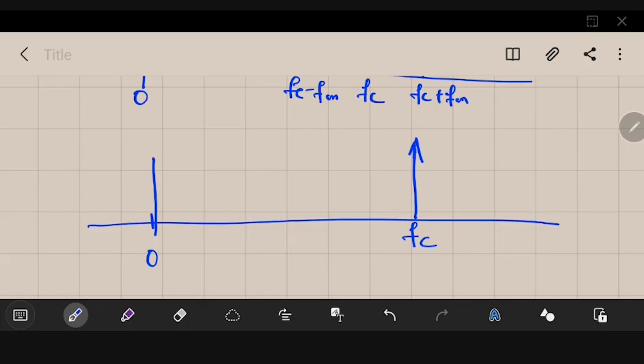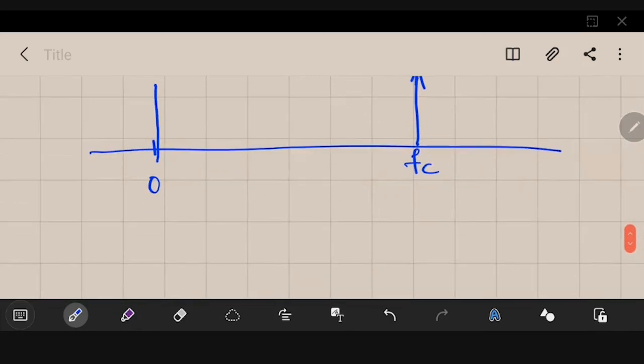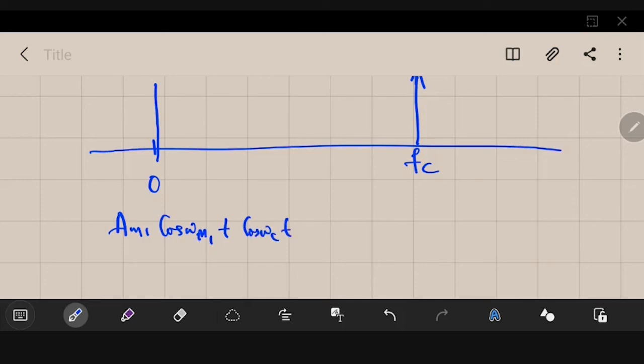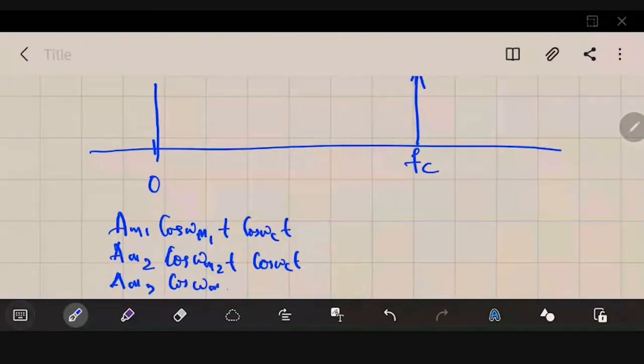So that one will be here. Let me write it here, it will be easier. Am1 cos omega m1 t, then cos omega c t. This was one term. The other term was Am2 cos omega m2 t cos omega c t, and then the third term was like this, Am3 cos omega m3 t cos omega c t. So these were the different terms, if you could recall.